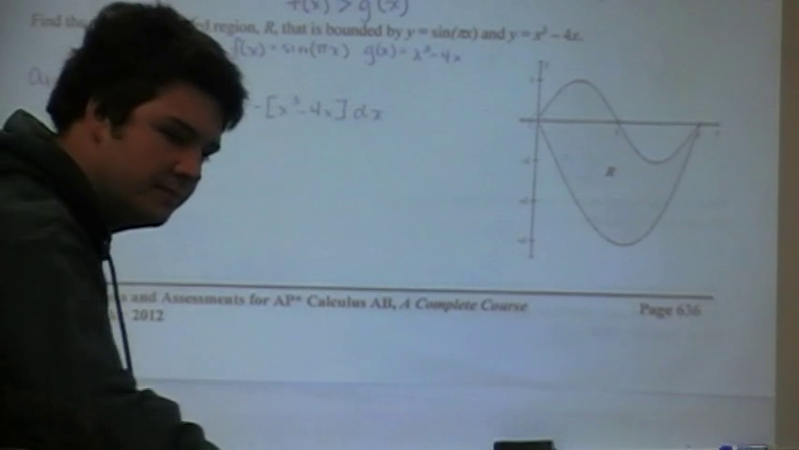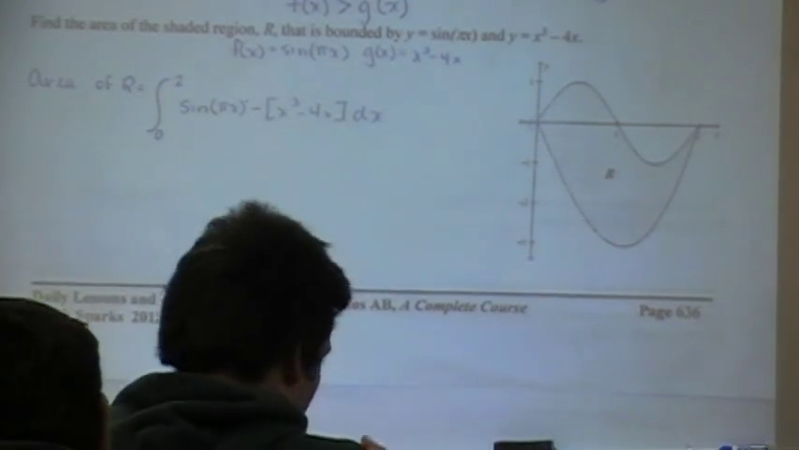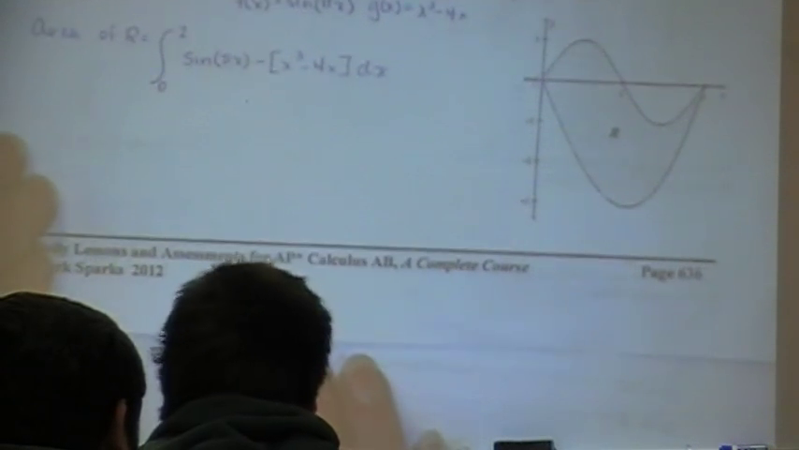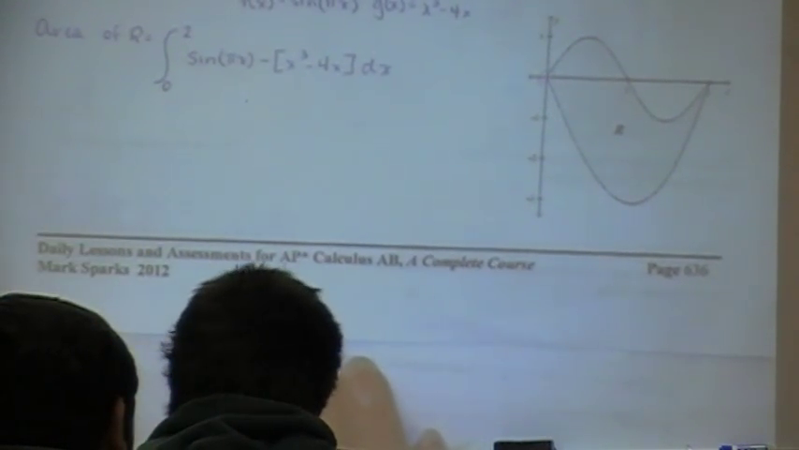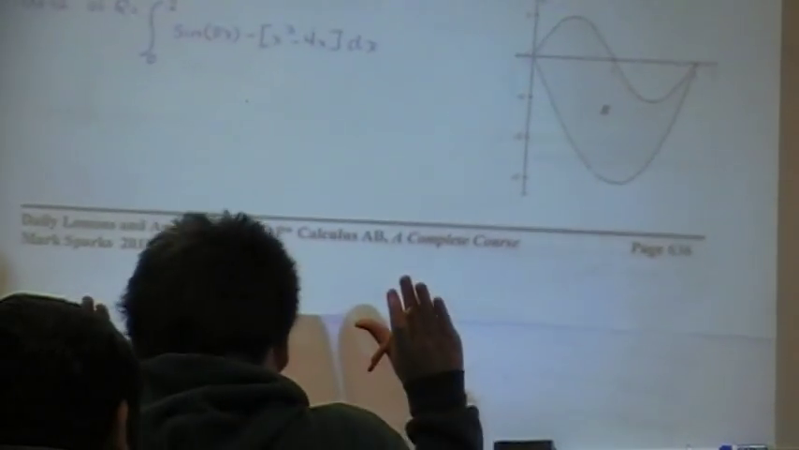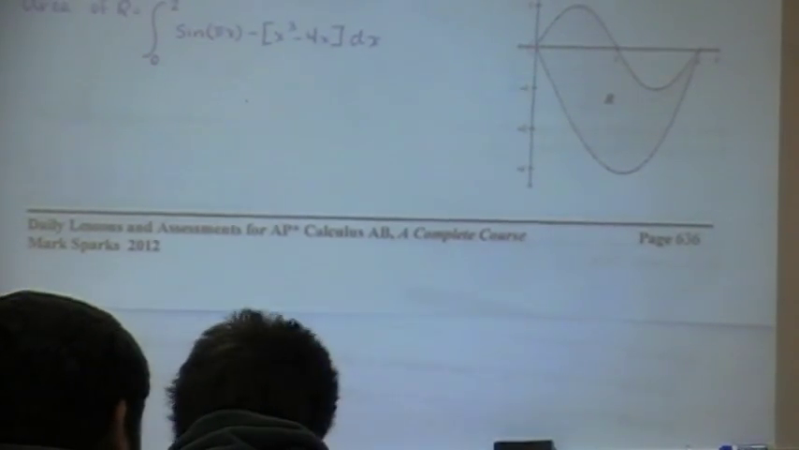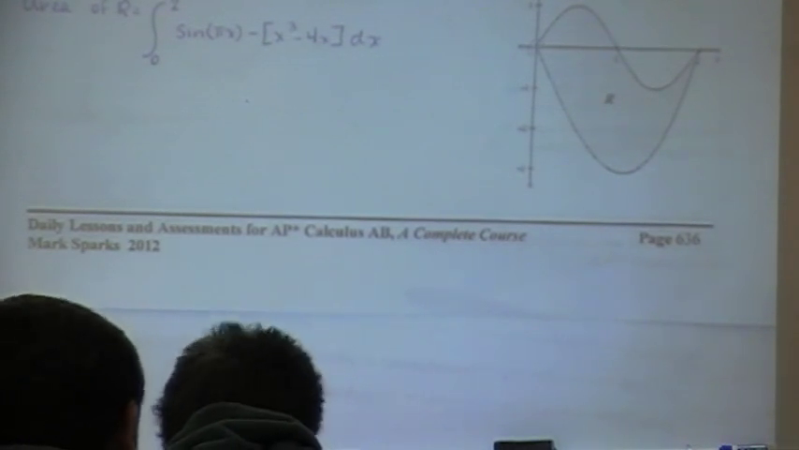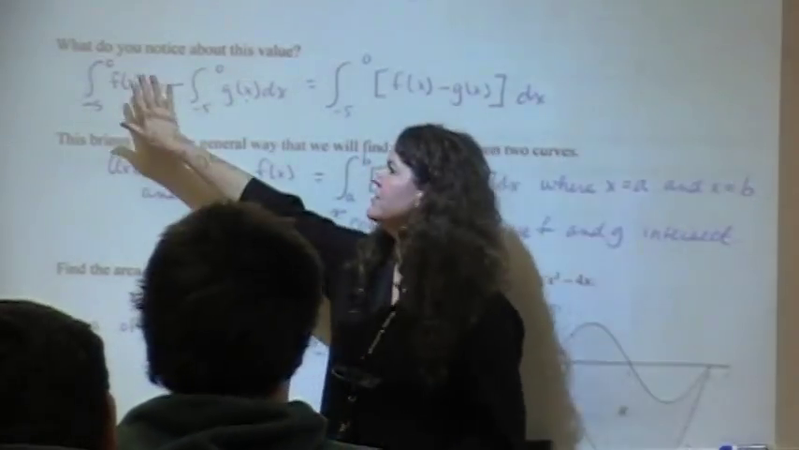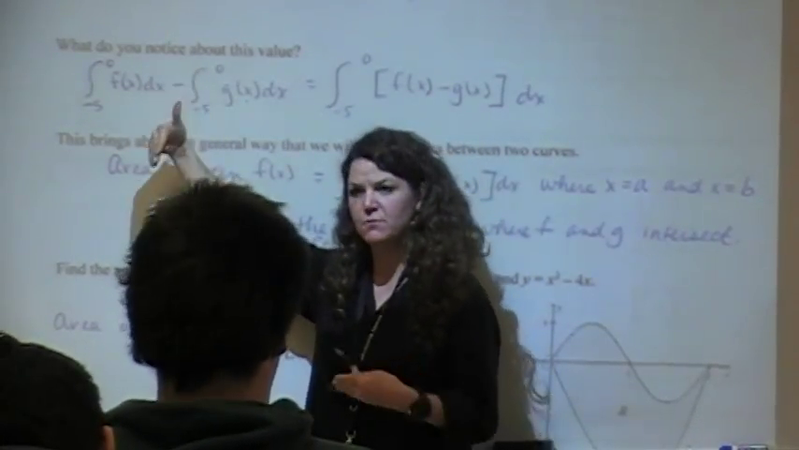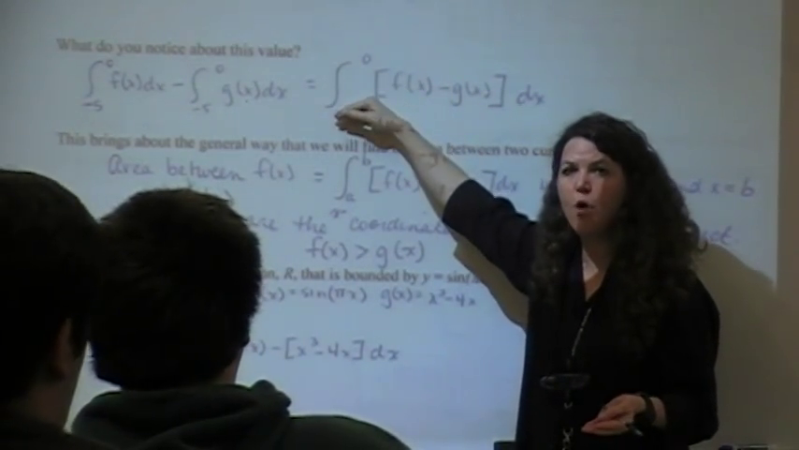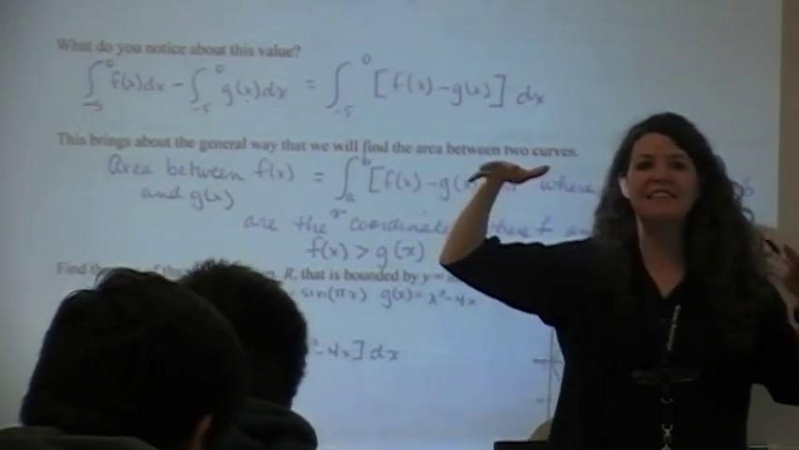Alright, now in this case, does it make sense for us to try to simplify this? This is what we discovered, that these two things are equal. We can either take the antiderivatives of both and then subtract the answers, or we can simplify it first and then take the antiderivative once. You're going to do whatever makes sense.